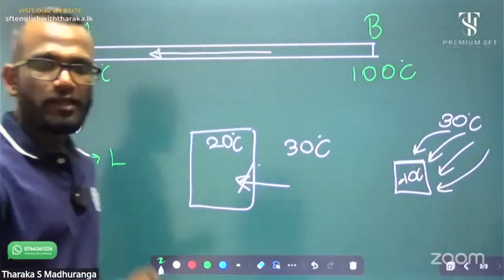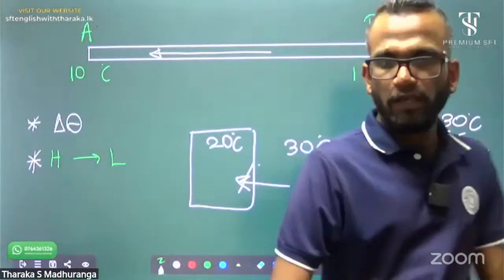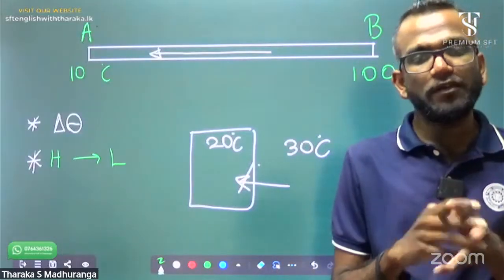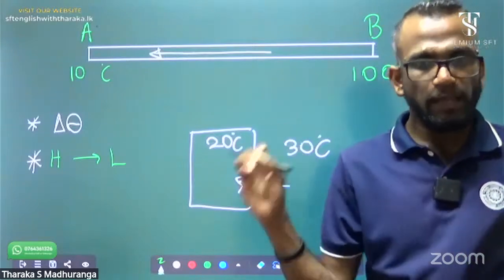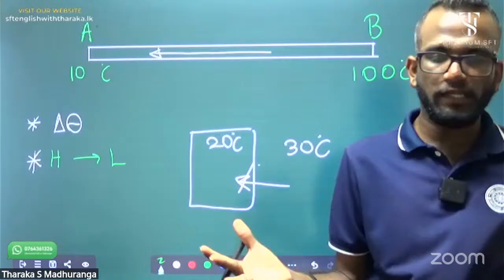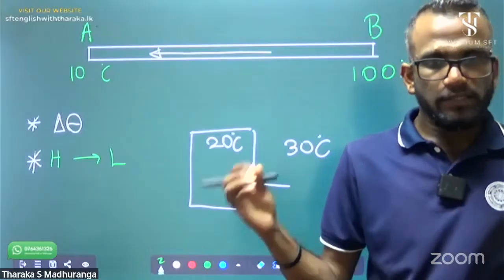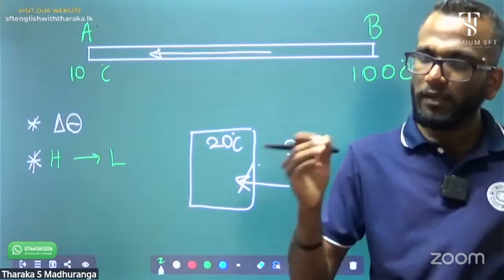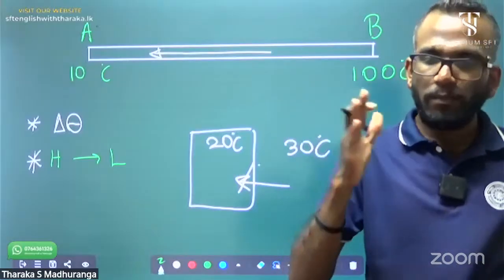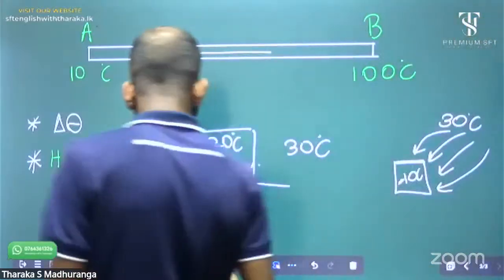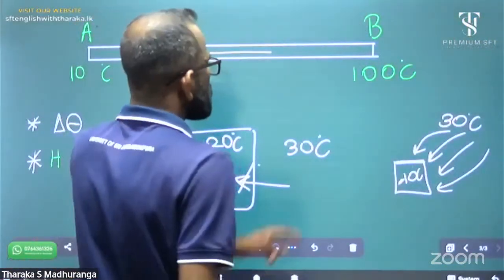Okay, those are the two most important points. What's the first point? Heat is an energy type which is formed due to a temperature difference. If there is no temperature difference, no heat energy is formed. And what is the heat direction? Heat always transfers from high temperature to low temperature.